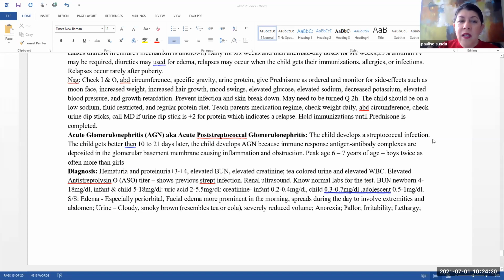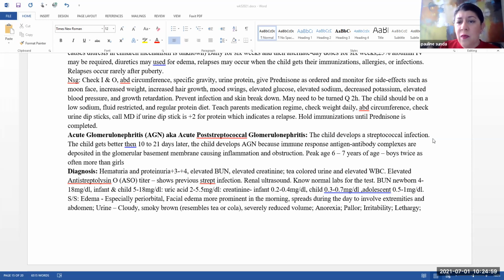Nursing: we want to monitor for the intake and output, the abdominal circumference, the specific gravity of the urine, and protein. We want to give the prednisone as ordered and monitor for side effects such as moon face, increased weight, increased hair growth, mood swings, elevated glucose, elevated sodium, decreased potassium, elevated blood pressure, and growth retardation long term.